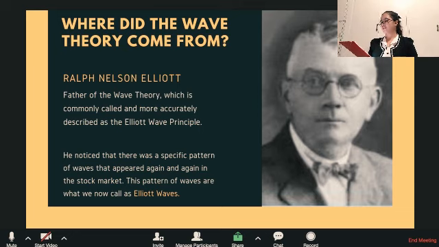The Elliott wave principle is named for its discoverer, Ralph Nelson Elliott. He noticed that there was a specific pattern of waves that appeared again and again in the stock market. This pattern of waves is what we call Elliott waves. Elliott believed that stock markets, generally thought to behave in a somewhat random and chaotic manner, in fact, traded in repetitive patterns.